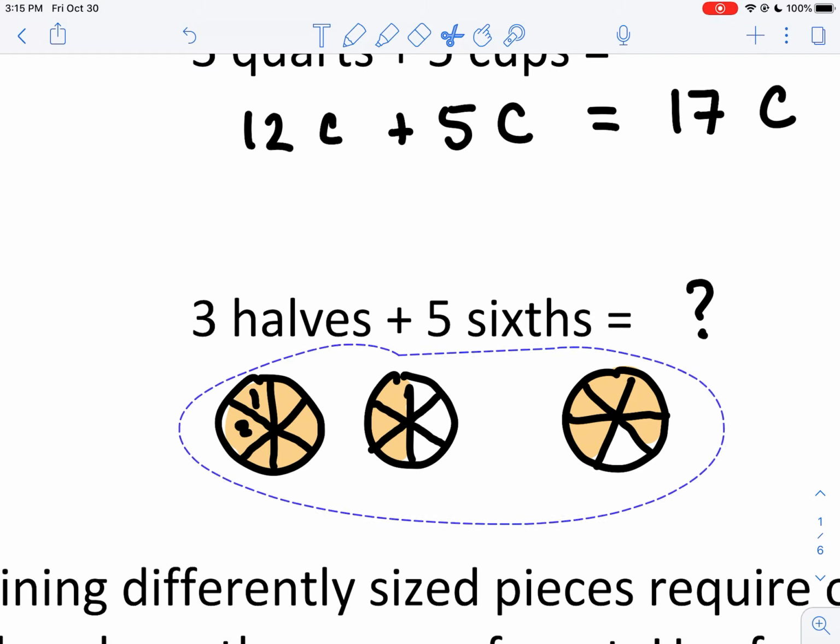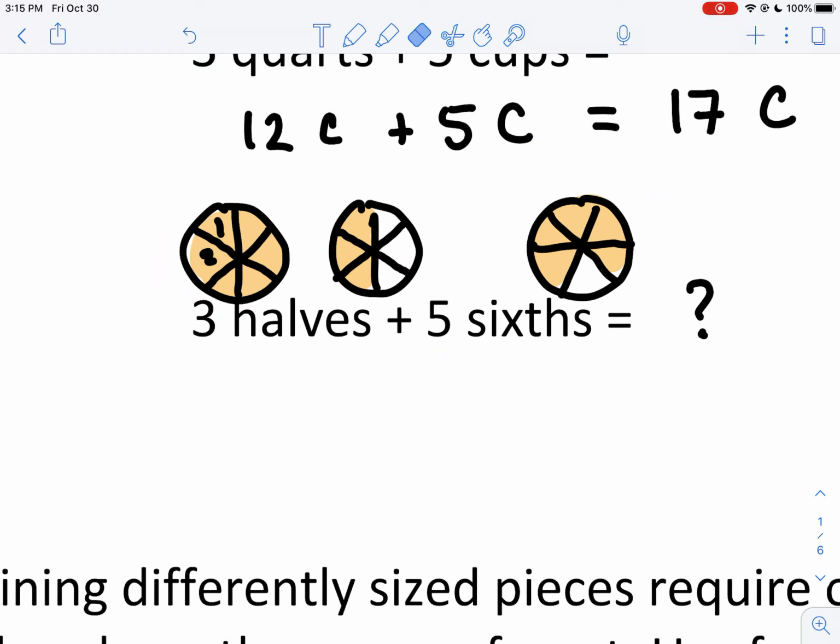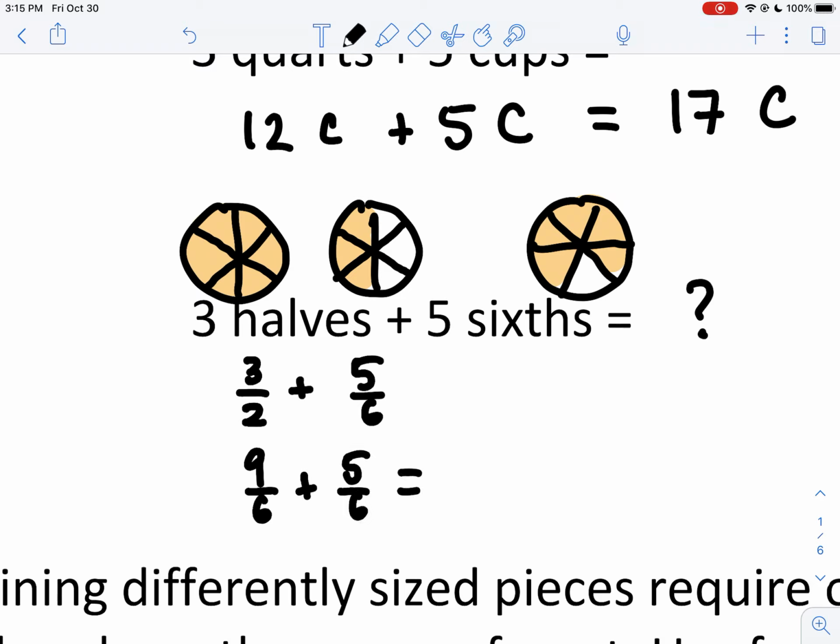Let me move this imagery up here, actually. Oops, I didn't want to erase the shading. And so operationally, this looks like 3/2 plus 5/6 equals what? But if we think of 3/2 in terms of sixths, then we can say that 3/2 is the same thing as 9/6. And now we can combine these and get 14/6. Which you could express differently as an equivalent fraction as 7/3. And if you wanted to write this as a mixed number, you could wind up getting that this is 2 1/3.